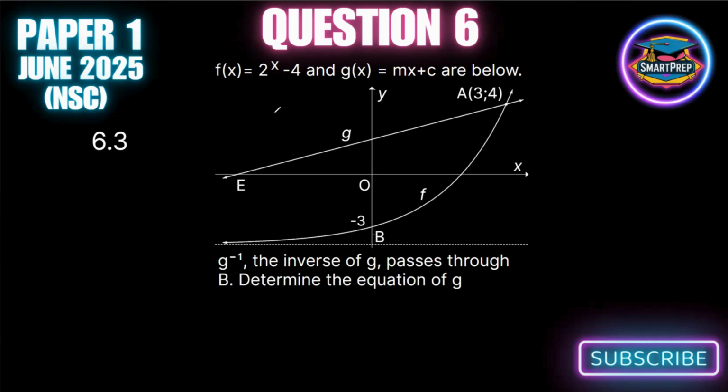Okay, so 6.3 gives us an exponential equation, f of x equals 2 to the power of x minus 4, and g of x equals mx plus c. Now they tell us in 6.3 that g to the minus 1, the inverse of g, passes through B, and they want us to determine the equation of g. So what we have to remember about an inverse is that an inverse means you swap x and y.